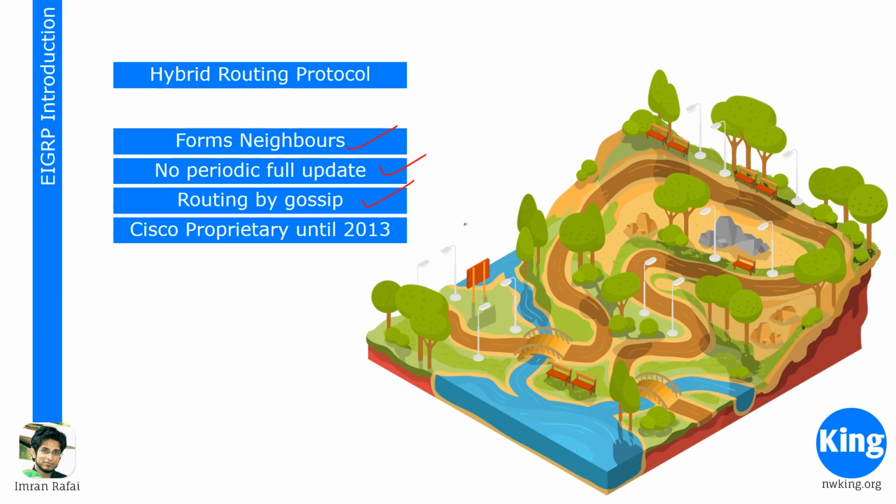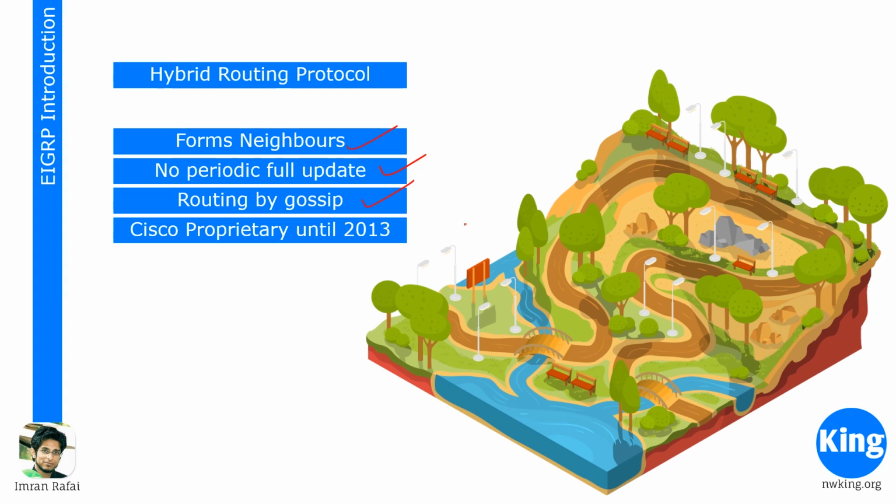If the neighbor says that he knows how to go to 10.1.1.2, that's it. He just listens and does not ask, how do you know, tell me the entire network topology. It doesn't ask all that. It just believes whatever the neighbor says, just like RIP. So it works like RIP, with routing by gossip.